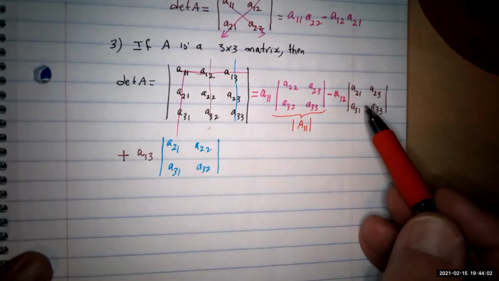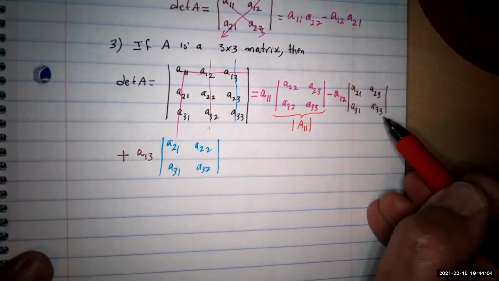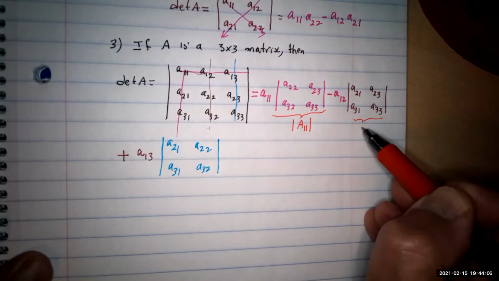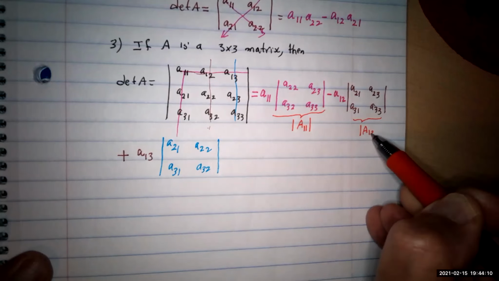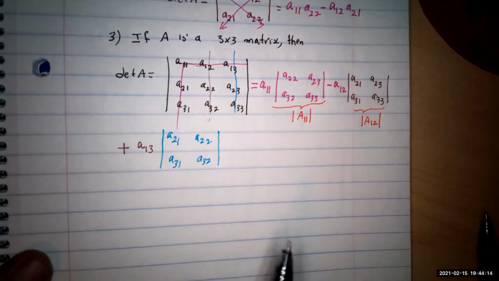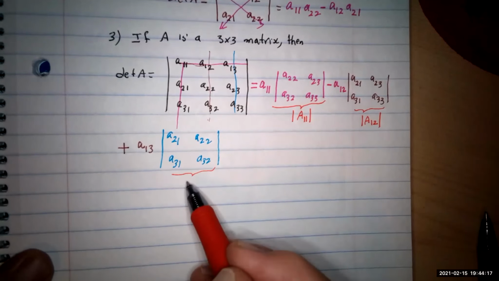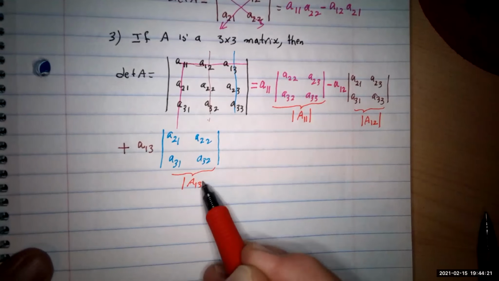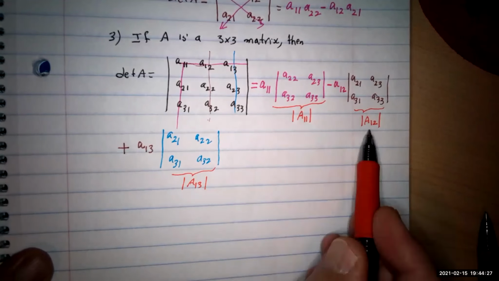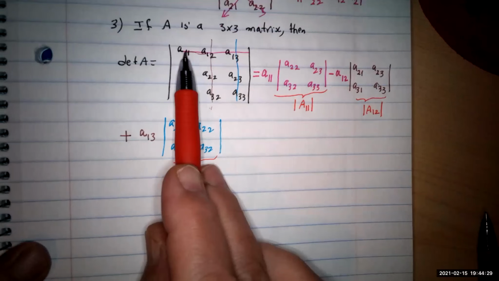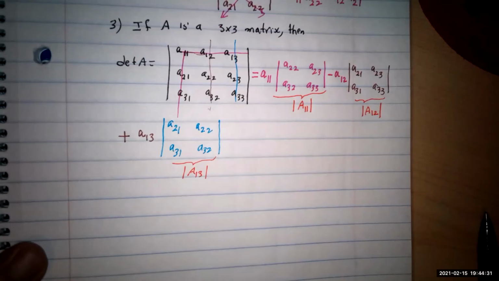What is this one? This is A12, so this is going to be the determinant of the matrix A12. And what is going to be this one? This is going to be A13. As you can see, 1, 1, 1 stands for the first row because you started with the first row. If you start with the second row, that formula would be different.